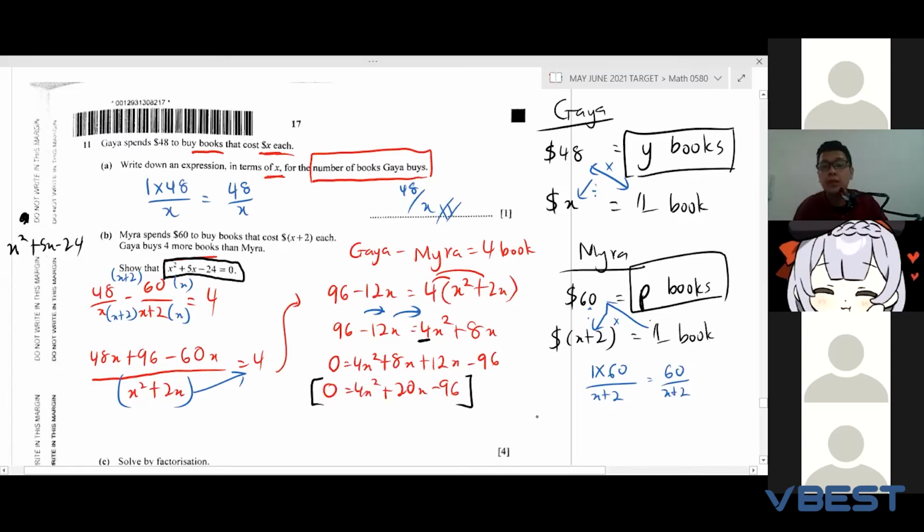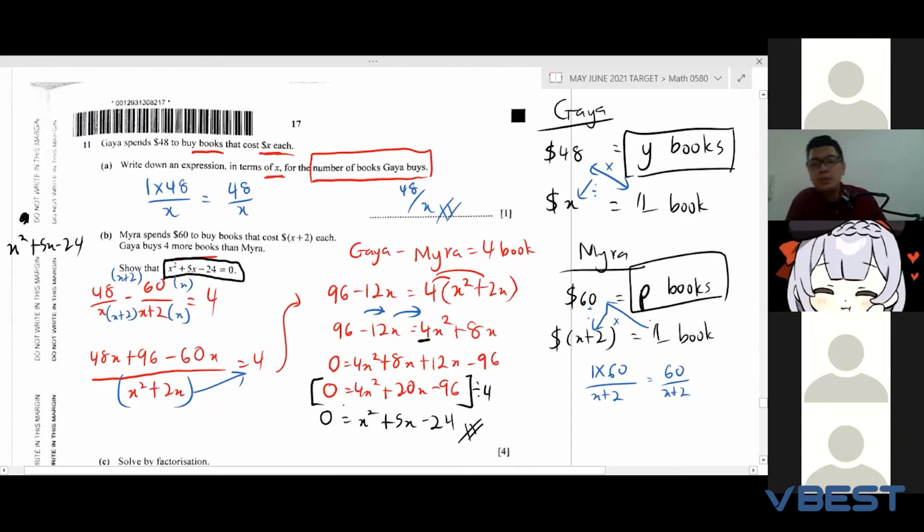So divide by what? Divide by 4. So when divide by 4 here, 0 divided by 4 is 0. 4x squared divided by 4 is x squared. 20x divided by 4 become positive 5x, and 96 divided by 4 here, you should get 24, minus 24. And that's how you do it.